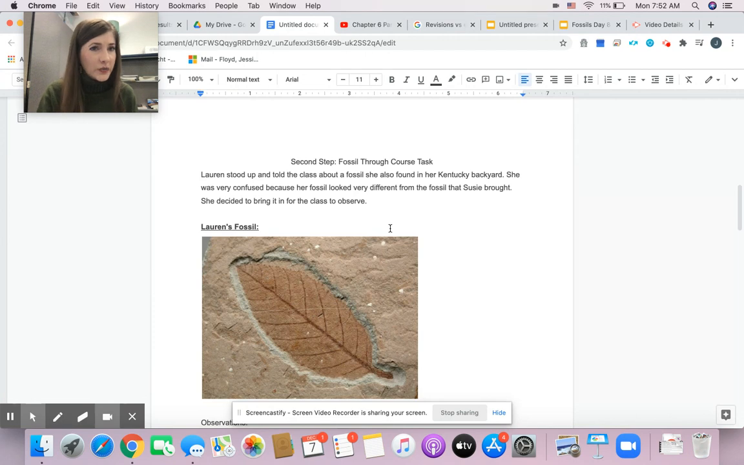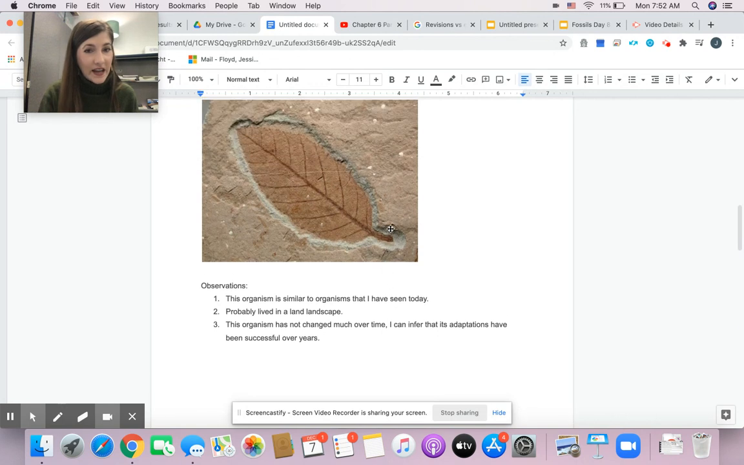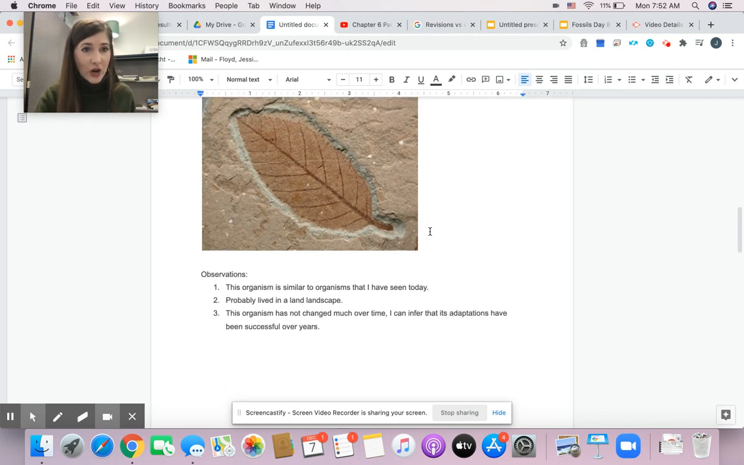So let's look at the observations the class made. They said this organism is similar to organisms that I have seen today, which I agree. It probably lived in a landscape. I also think that's correct. And this organism has not changed much over time. I can infer that its adaptations have been successful over the years. Those are great observations.